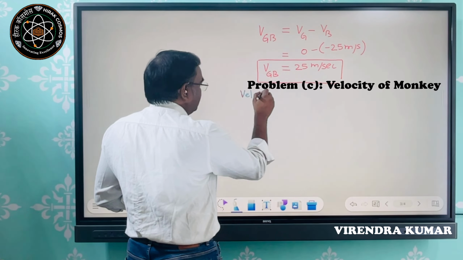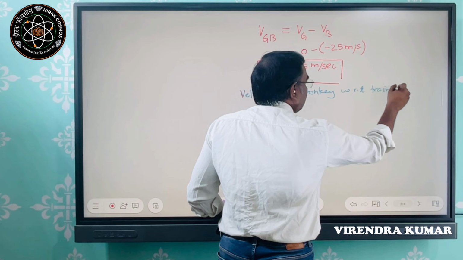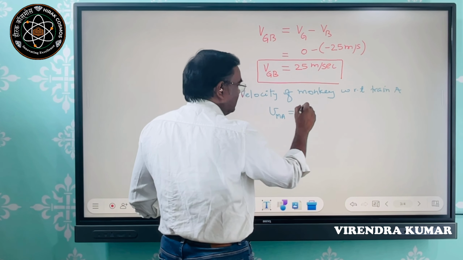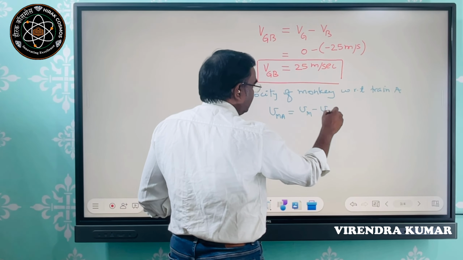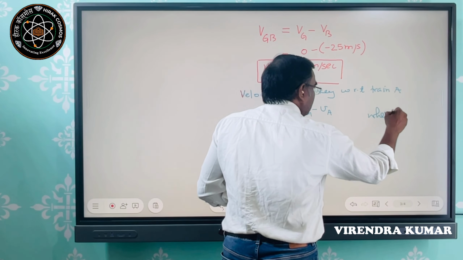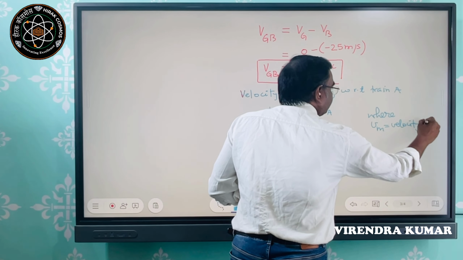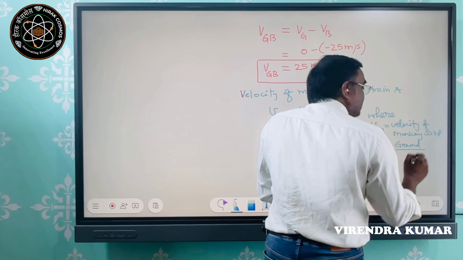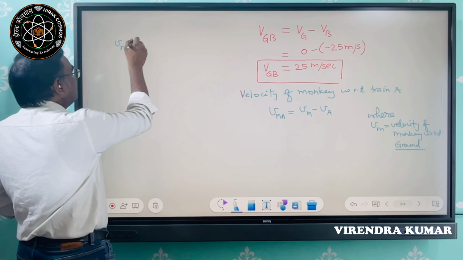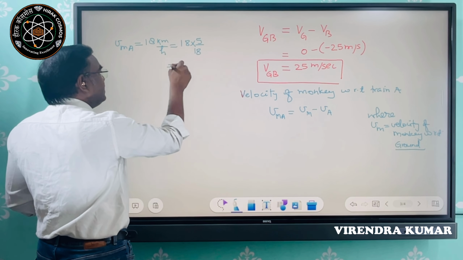Let the velocity of the monkey with respect to train A be Vma, that is Vm minus Va. Where Vm is the velocity of the monkey with respect to the ground, that is the man standing there. So Vma is given: Vma is equal to 18 km per hour, that can be 5 meter per second.